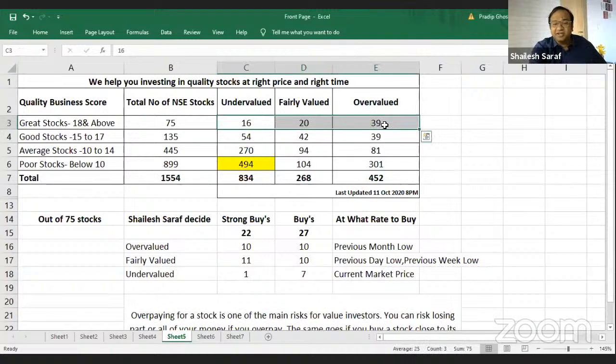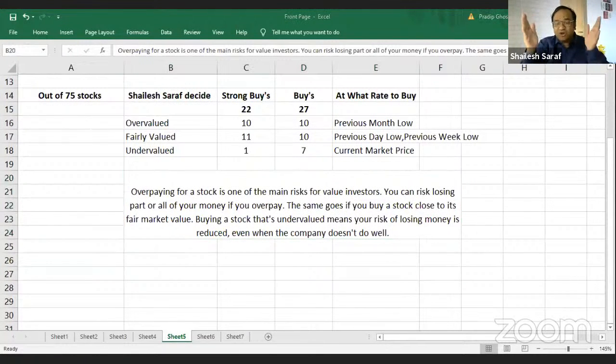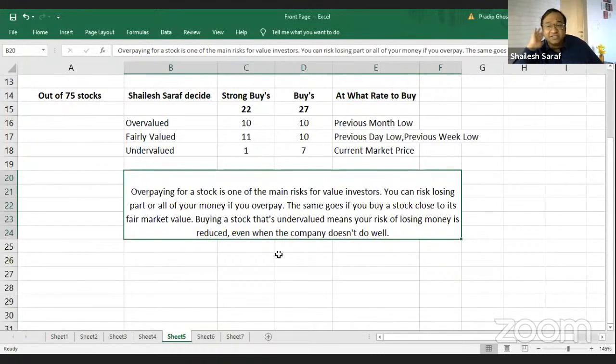What is undervaluation? I hope everybody understands undervaluation. If you have a good quality stock, we want to buy at a low price. I don't want to pay a heavy price. We should never overpay for a stock. It is one of the main risks for value investors. You can risk losing part or all of your money if you overpay. The same goes if you buy a stock close to its fair market value. Buying a stock that's undervalued means your risk of losing money is reduced even when the company doesn't do well, right? So you should definitely buy quality stocks, but I don't want to pay a heavy price for them.